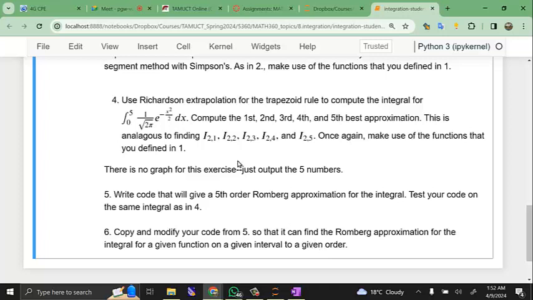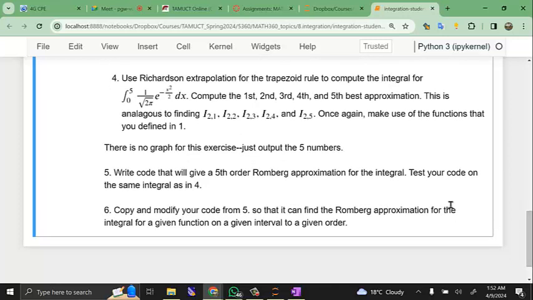If you write your code for 5 well, then this should be easy. In fact, if you write your code for 5 well, then 6 will be done automatically, because you should write your code so that all you need to do is replace the function definition, and it will still work. So 5 and 6 really go together.